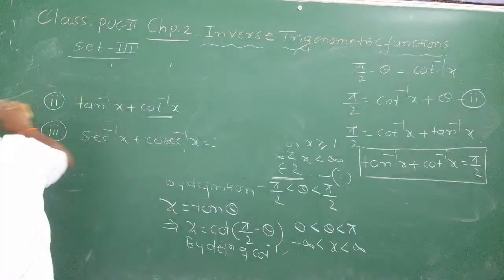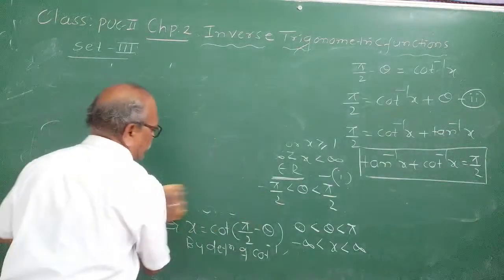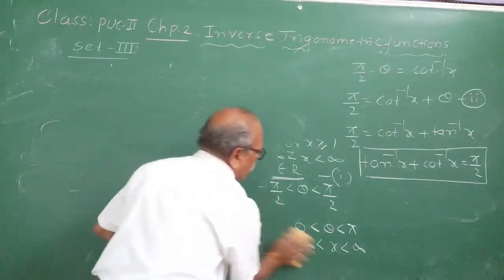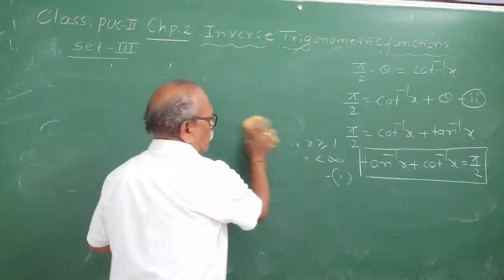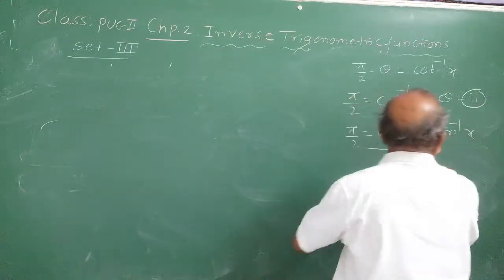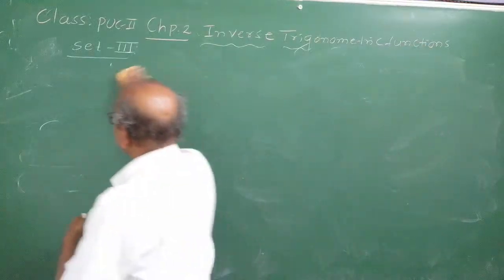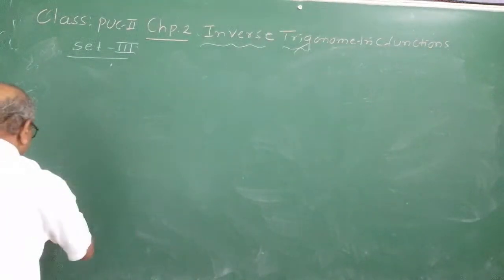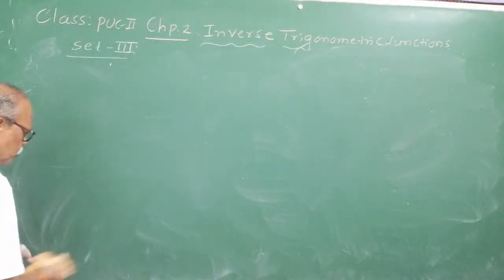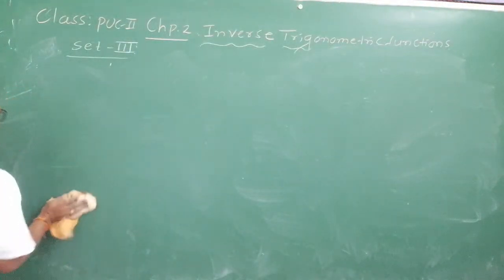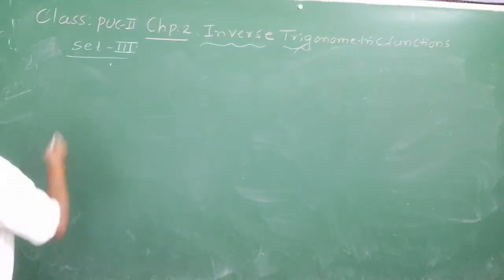Let me move on to the next set. Very important sets. One by one, you go on making them perfect. We are using multiple angles and submultiple angles, all of which you studied in the first PU, and they are applicable here. Take the next one.